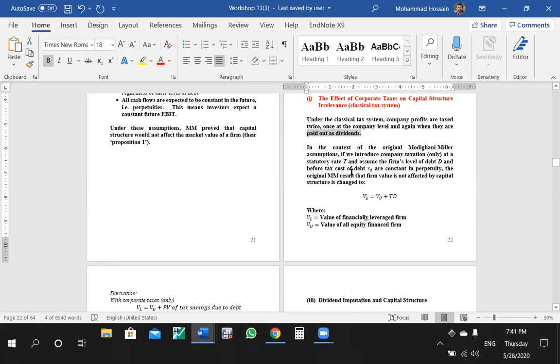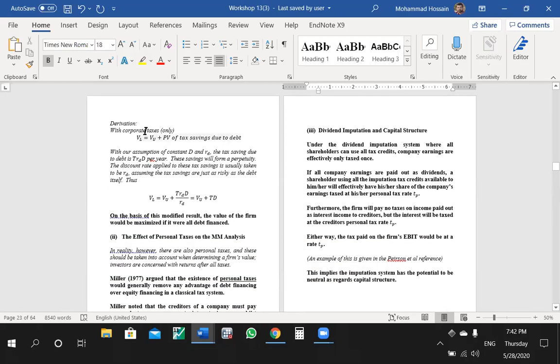The original MM result is that firm value is not affected by capital structure changes to D. So they are multiplying debt by the tax rate. That is what they mean: however much your tax rate is, that much you will be saving. But it's not 100% taxed.